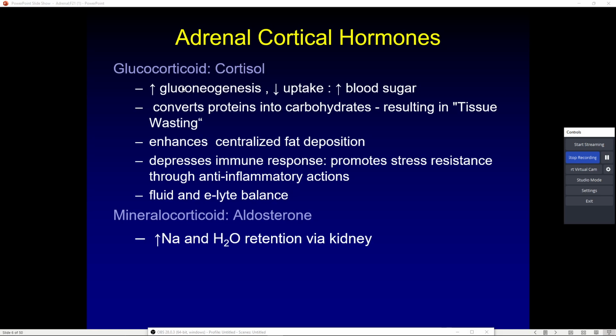So, knowing what that is, cortisol converts proteins into carbohydrates, resulting in tissue wasting. We depress immune responses, promote stress resistance through anti-inflammatory actions, and we have fluid and electrolyte imbalances that can occur in the long run, the longer we retain cortisol levels in an elevated manner.